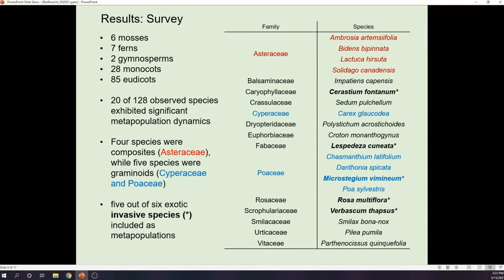And what's interesting about this is that several of the species that had some kind of metapopulation dynamic were grouped into certain families or certain designations. So for example, 4 of the total 20 species actually ended up being within the composites or the Asteraceae family, as well as the blue here represents graminoids that occurred.